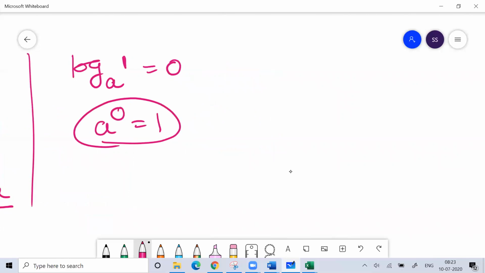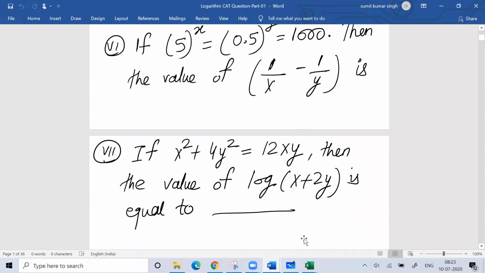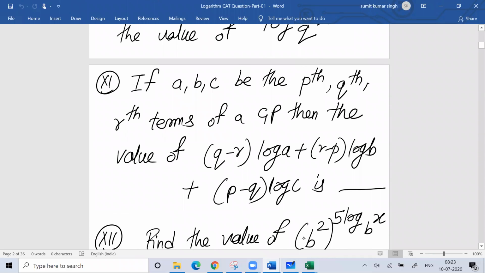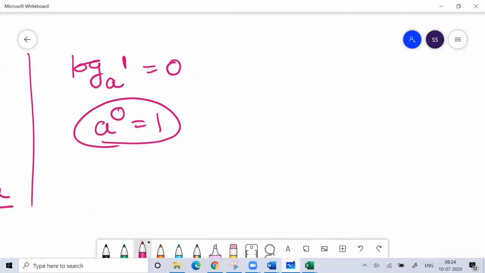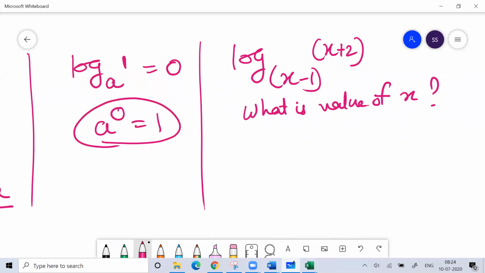Okay, so imagine I'm solving some question on log, some property based question I wanted to discuss. Suppose this is given, something like log base x minus 1 of x plus 2. Suppose I ask you what is the value of x, what value can x take? Something like this is a question.